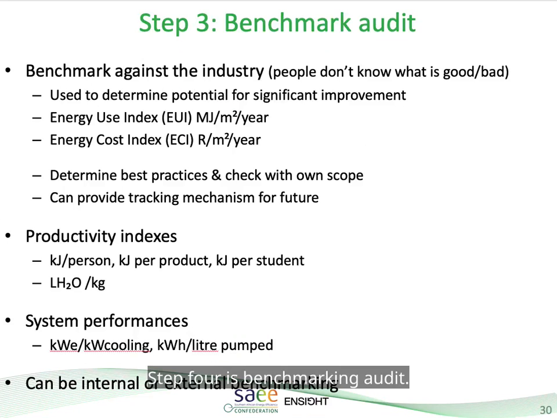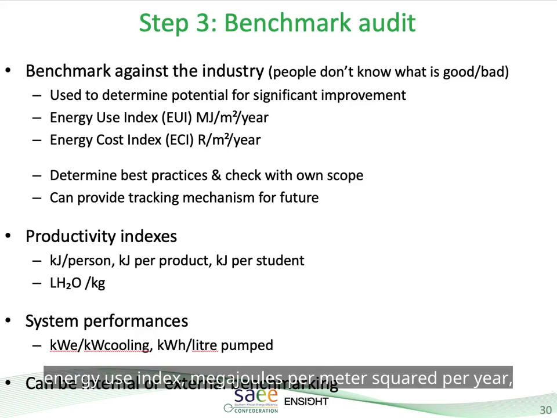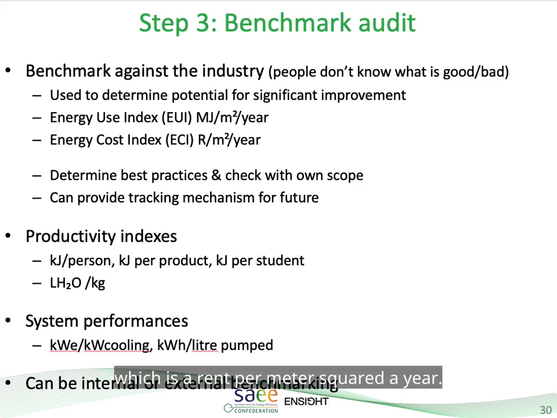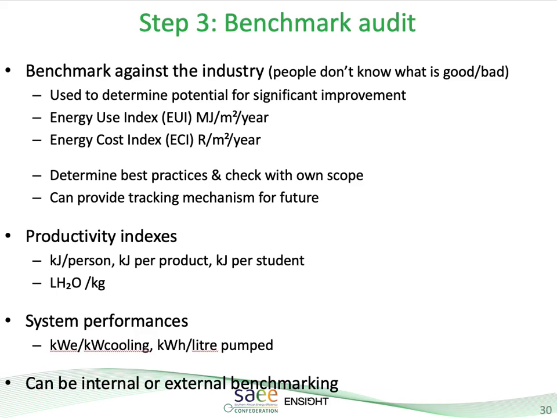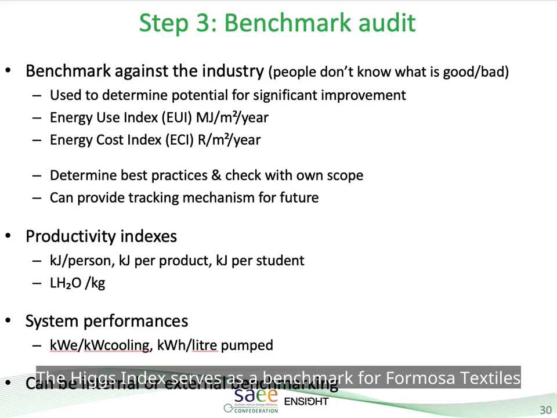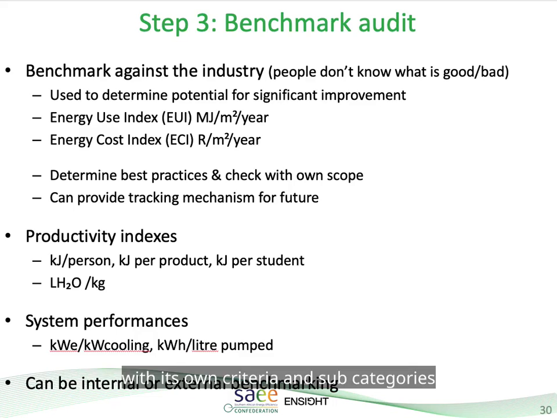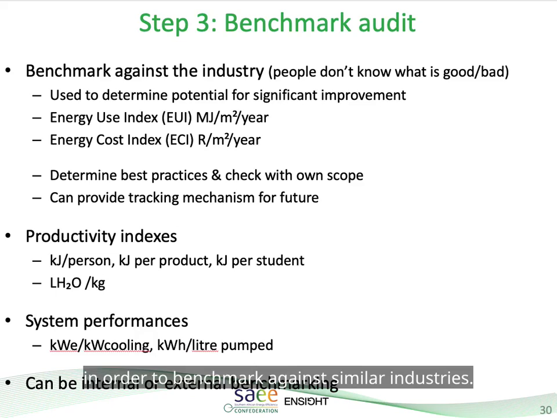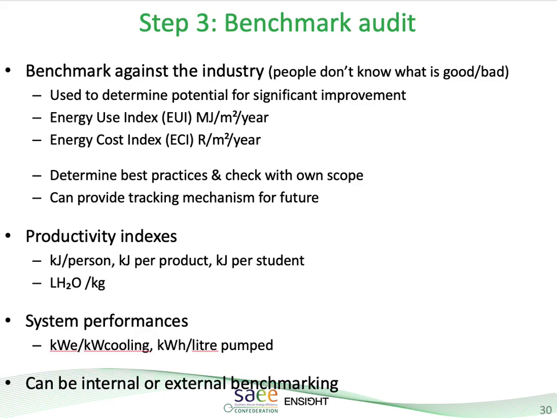Step 4 is benchmarking audit. We benchmark against the industry. People don't know what is good or bad. We use it to determine potential for significant improvement. Energy use index, megajoules per meter squared per year, and energy cost index, which is rand per meter squared per year. The Higgs index serves as a benchmark for Formosa Textiles, with its own criteria and subcategories in order to place Formosa Textiles into the correct comparative state in order to benchmark against similar industries.